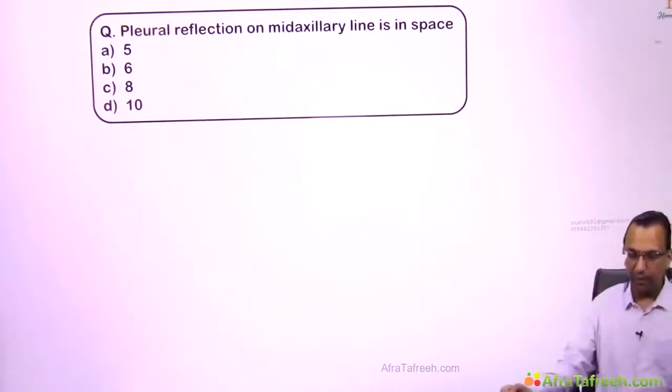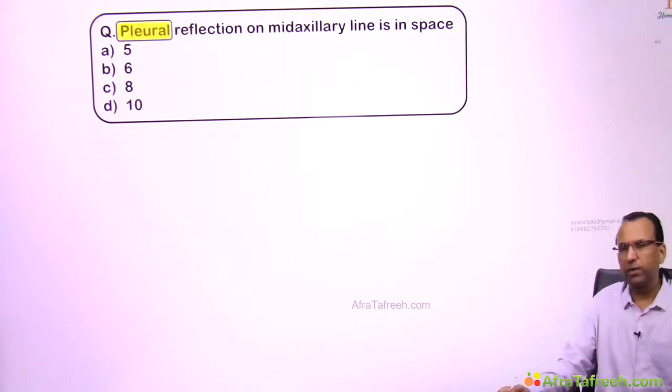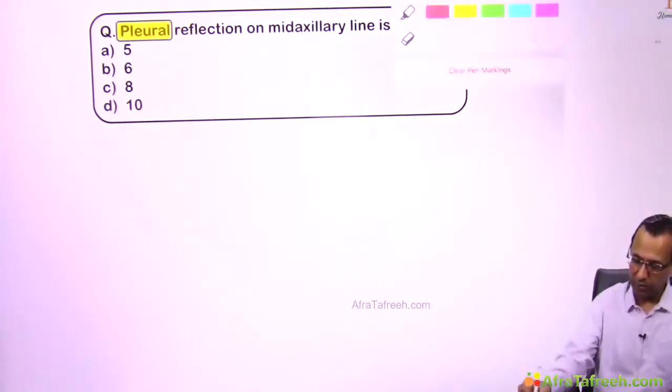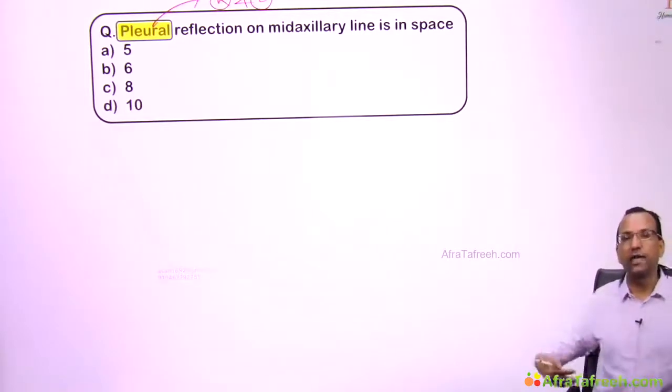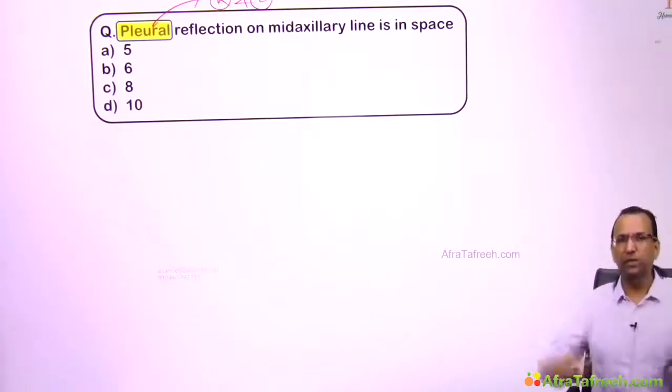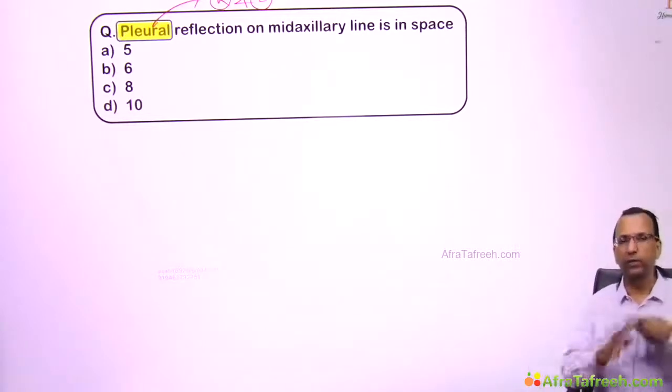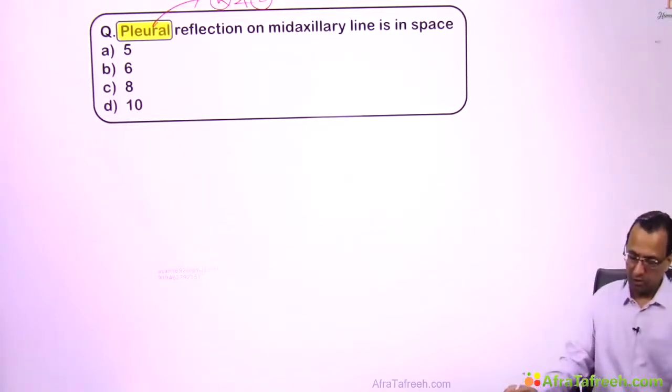It is asking pleural reflection in the mid-axillary line. Your obvious question now will be right or left pleura. But it does not matter if it is pleura. Right and left pleura are having same marking, so it doesn't matter. Pleura does not differ.